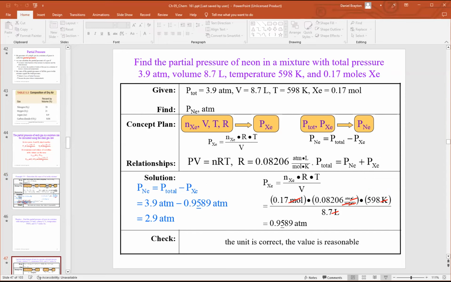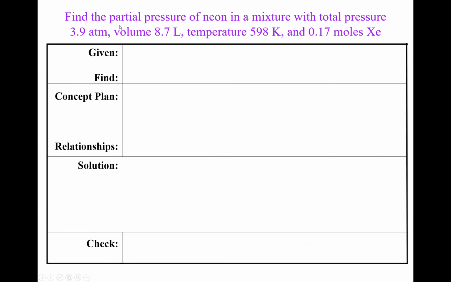So this one is saying find the partial pressure. If you're finding the partial pressure, that must mean Dalton's law is the last step. Okay. And then it tells you the total pressure, 3.9, and the volume and temperature.